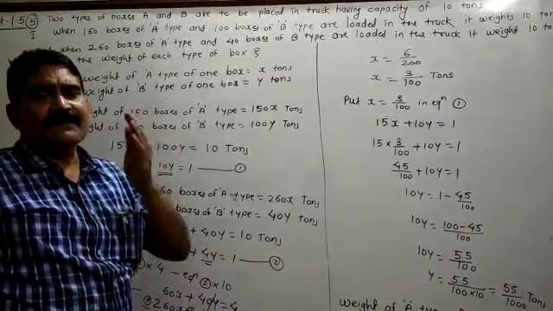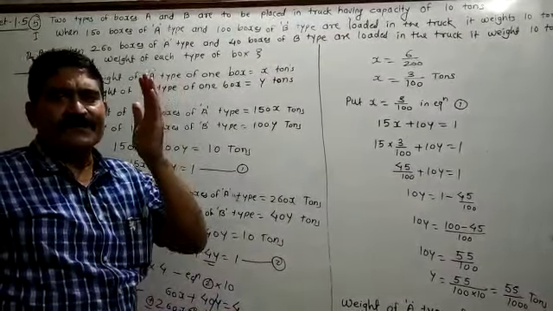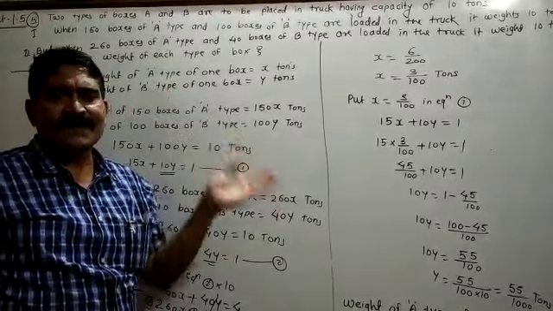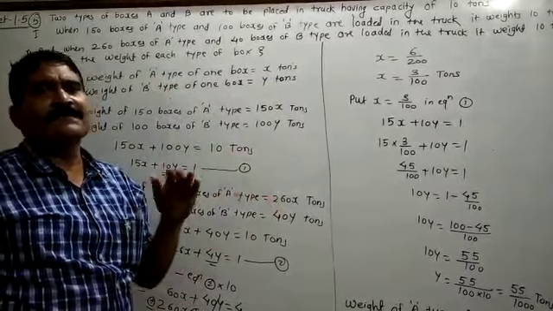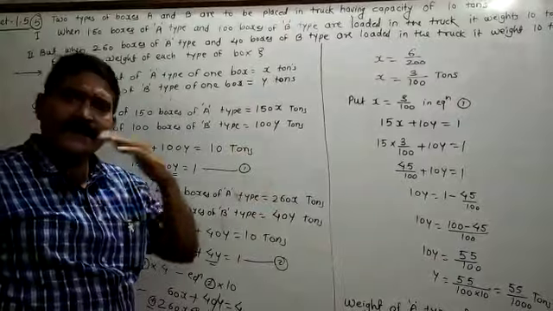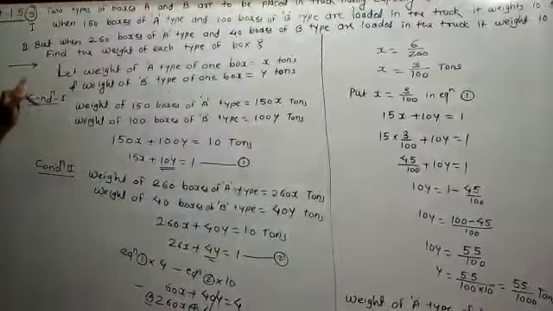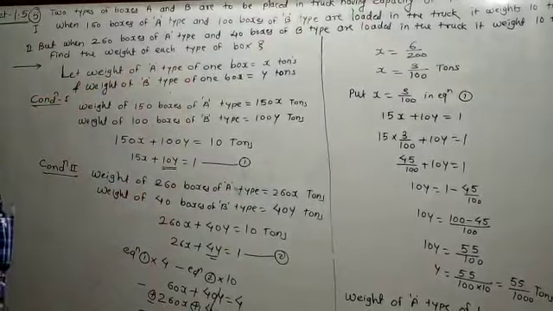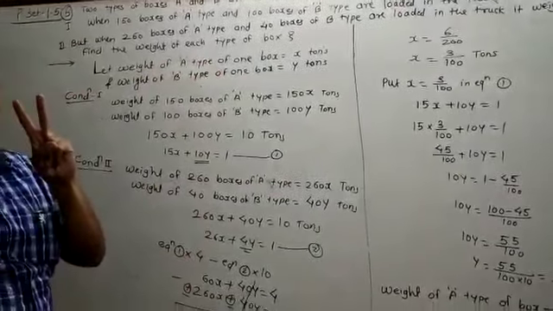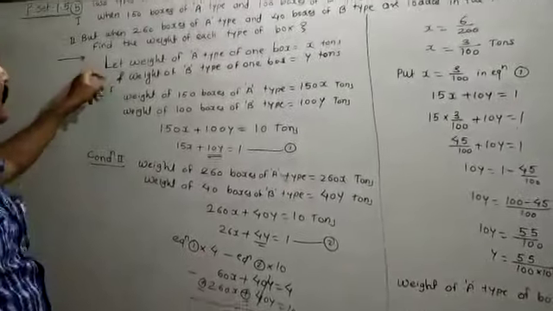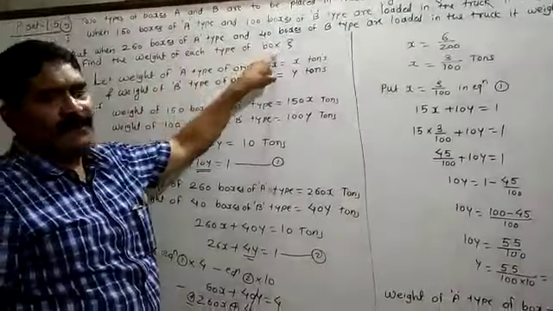If in one condition A type boxes are more and B type boxes are less, in the other condition B type boxes are more and A type boxes are less. According to that, you have to find out the weight of each type of box. There are two types of boxes, so you have to consider variables.